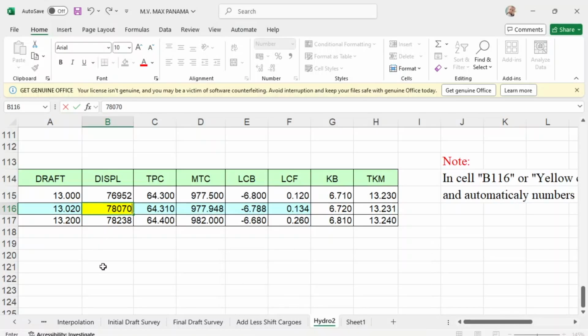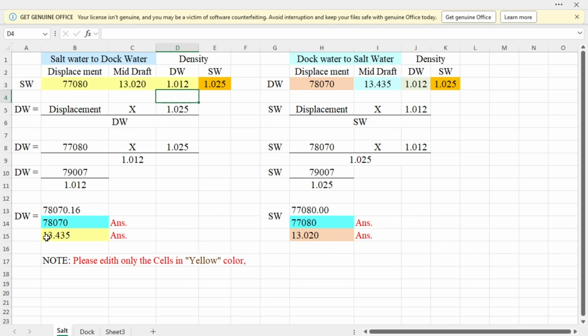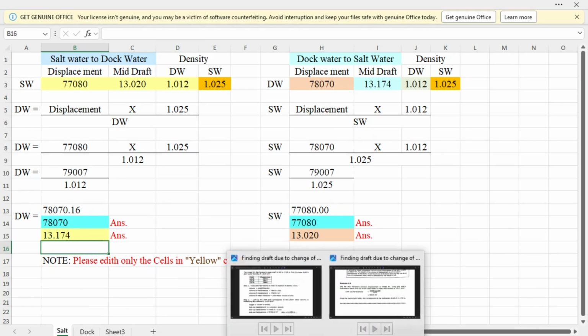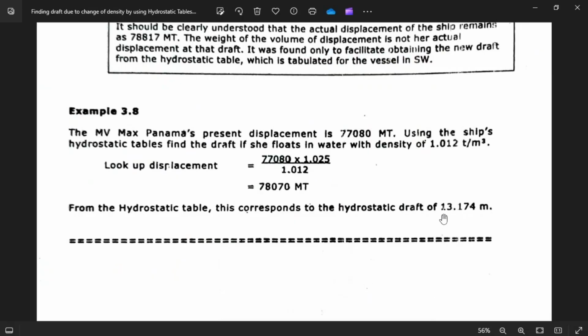Then you press enter. The corresponding draft will be 13.174. Let's check. The corresponding draft is 13.174. So using this manual computation, you will derive the lookup displacement of 78070.